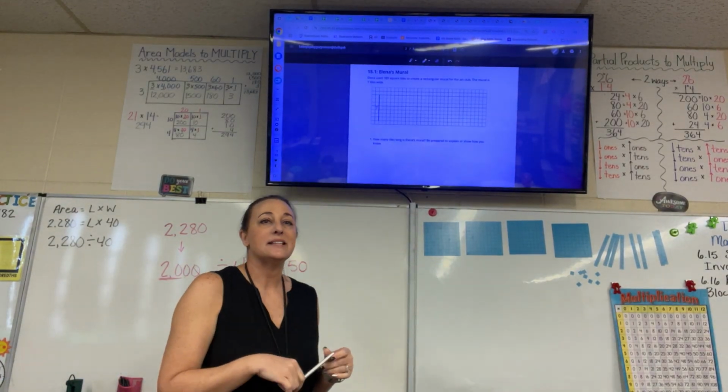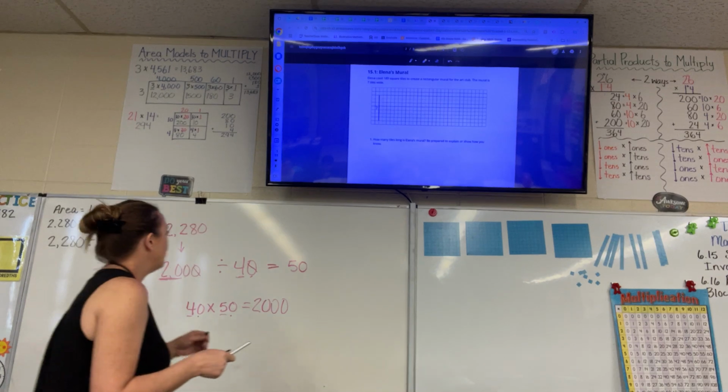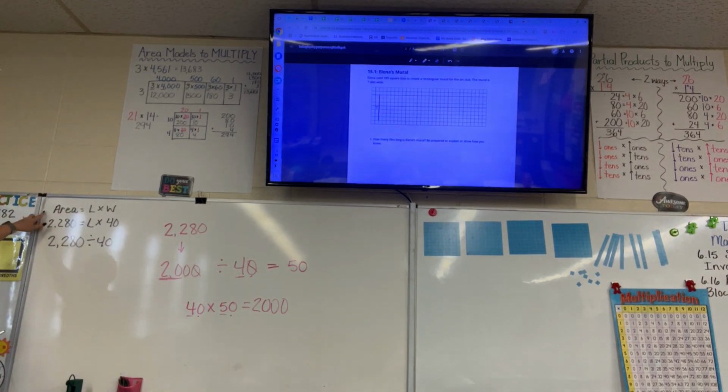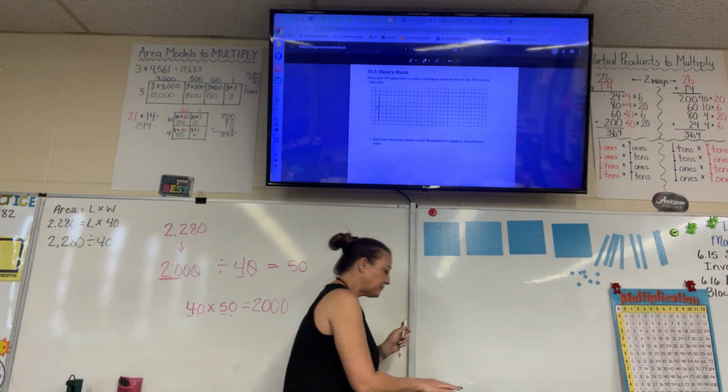Today we're doing lesson 6.15, situations involving area. We reviewed that the formula to find area is length times width, and if they give you the area but it's missing one side, either the length or the width, you have to divide to find that missing number.